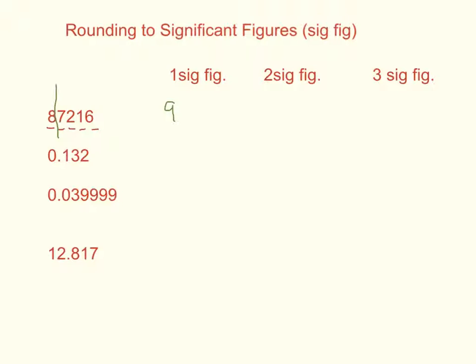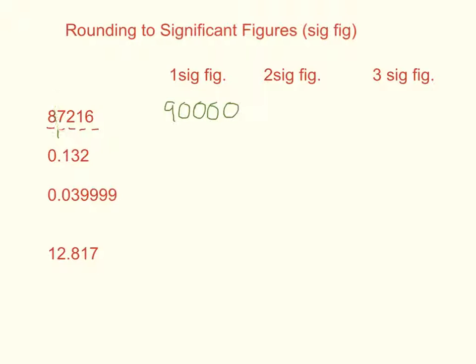Now all these other numbers are not significant, so we don't want those. So to make them not significant, we just change them all to 0. So it's going to be 9, 0, 0, 0, 0. So it's 90,000 to one significant figure.